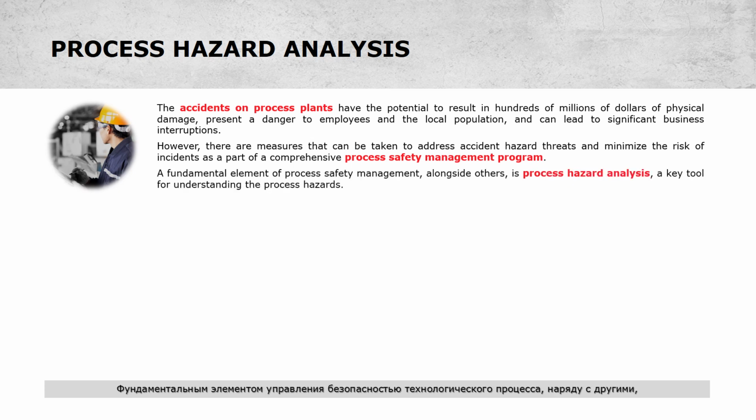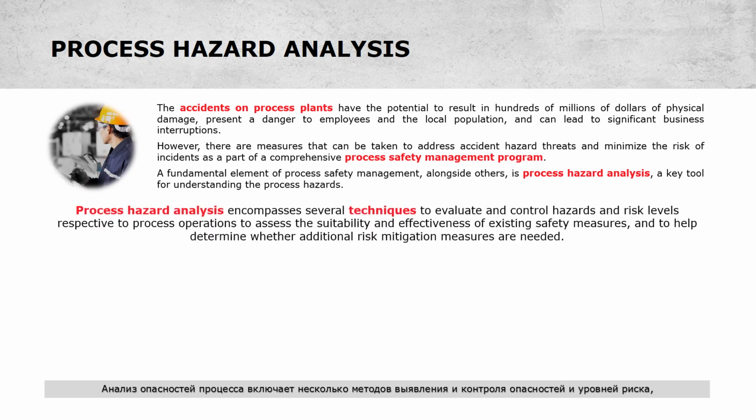A fundamental element of process safety management, alongside others, is process hazard analysis, a key tool for understanding the process hazards. Process hazard analysis encompasses several techniques to evaluate and control hazards and risk levels respective to process operations, to assess the suitability and effectiveness of existing safety measures, and to help determine whether additional risk mitigation measures are needed.